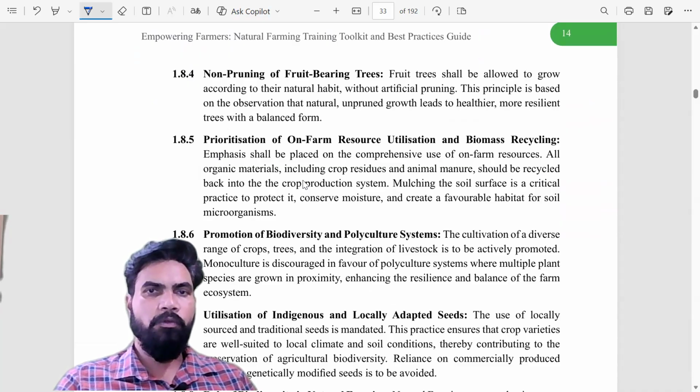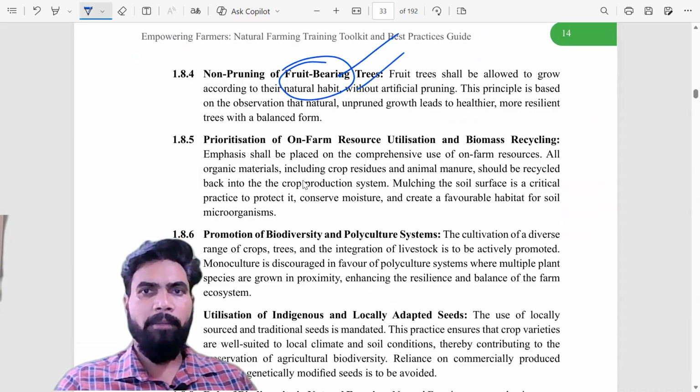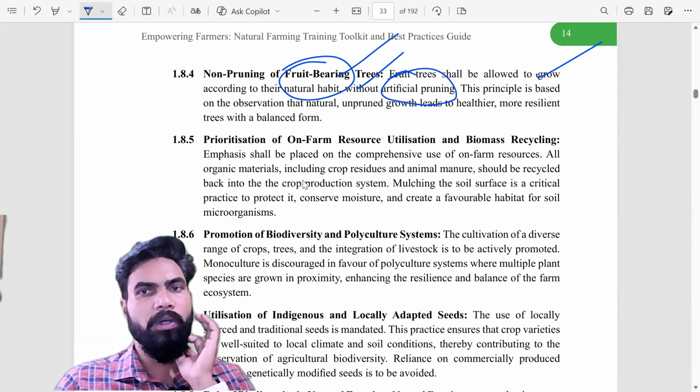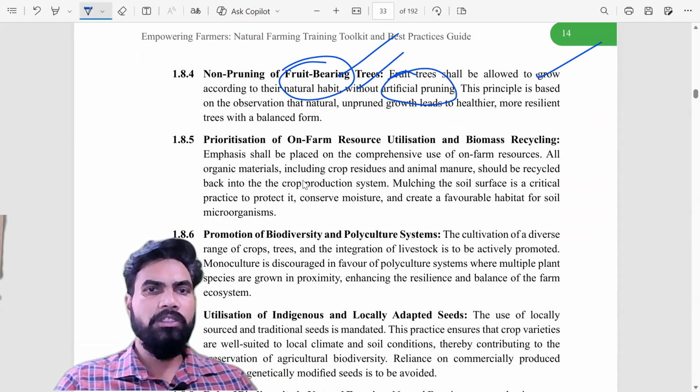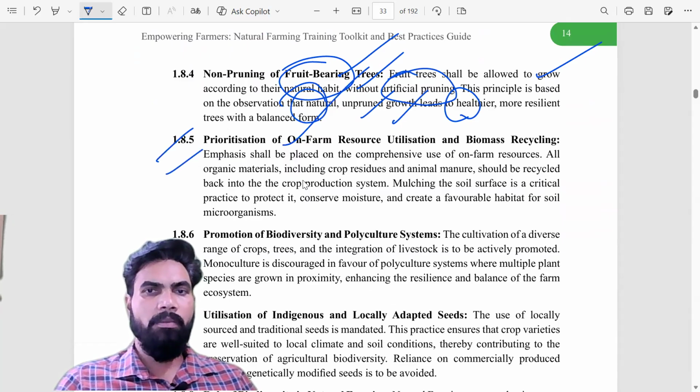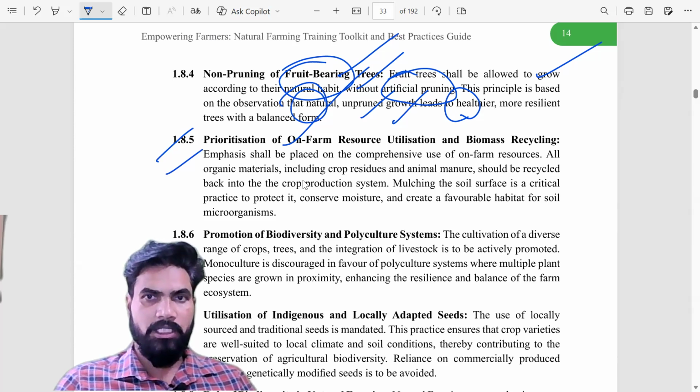non-pruning of fruit-bearing trees. Okay, so fruit trees shall be allowed to grow according to their natural habit without artificial pruning. Okay, this principle is based on the observation that natural unpruned growth leads to healthier, more resilient trees with a balanced form. Okay. Then next principle is prioritization of on-farm resource utilization and biomass recycling.